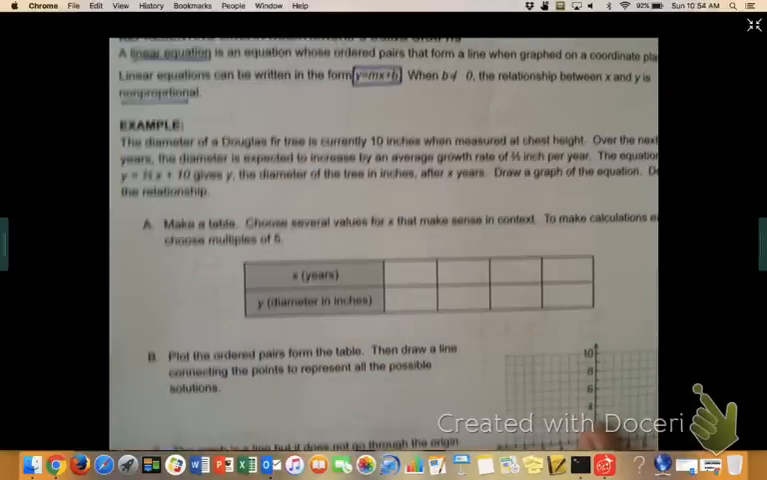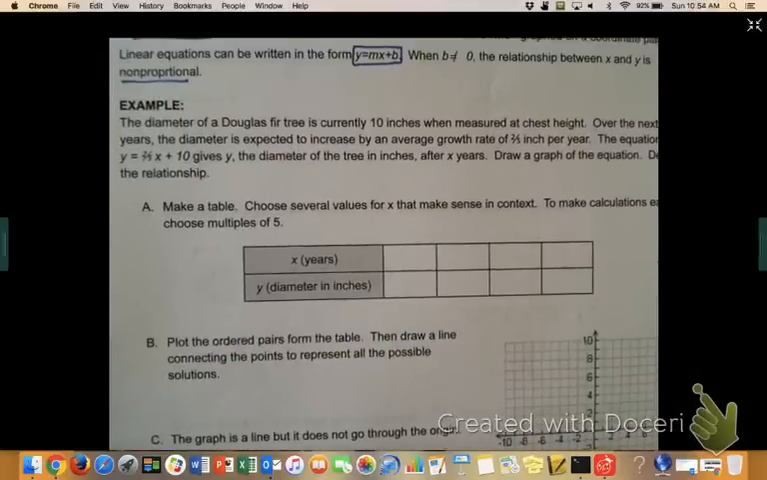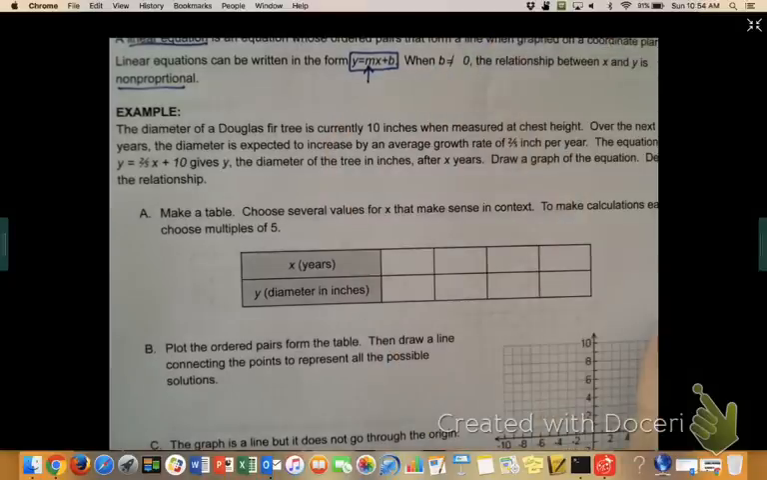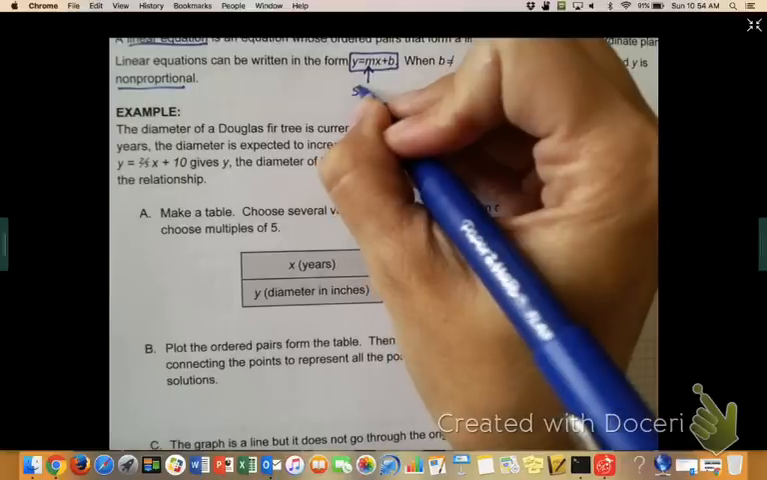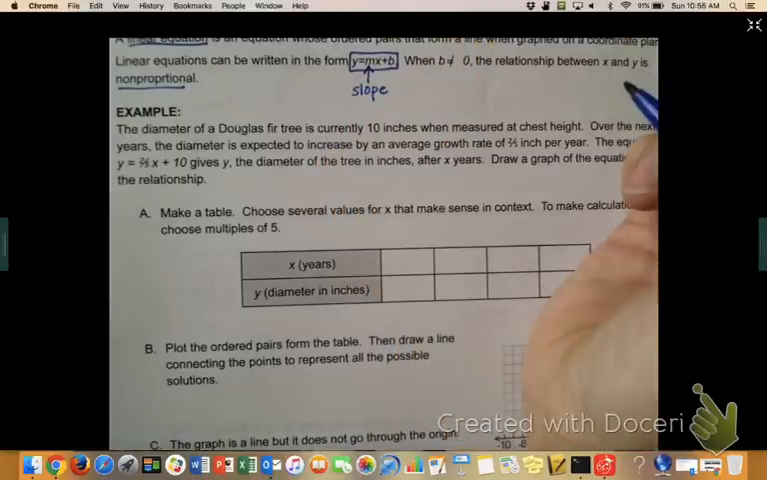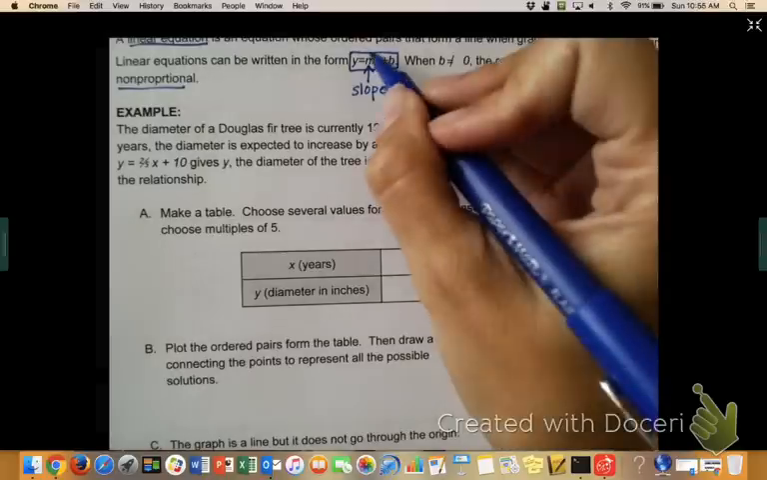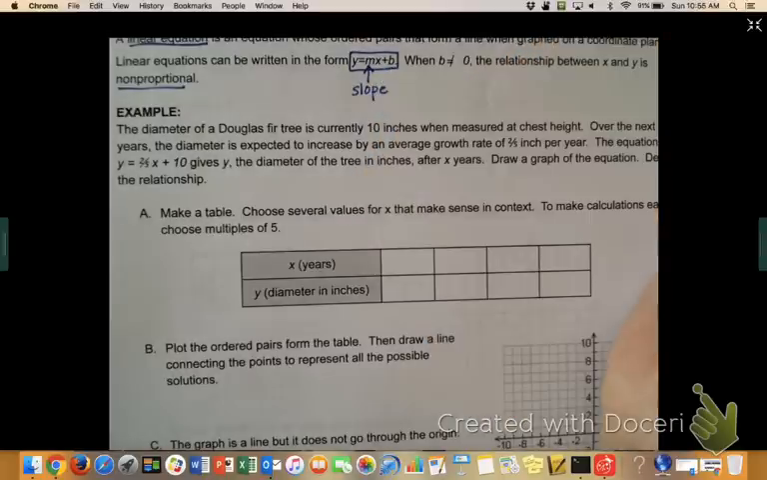So let's look at the first example. Oh, and by the way, let me go back for a quick sec. I hope you remember what m represents. If you forgot, that's going to be the slope. Whenever you see the steepness of your graph, the slope of your line, that number is going to be represented by m. All right, now let's look at our example.